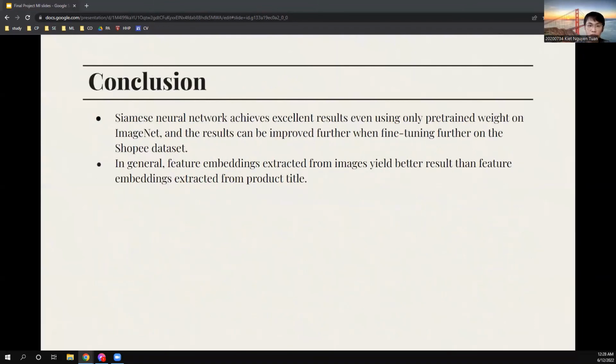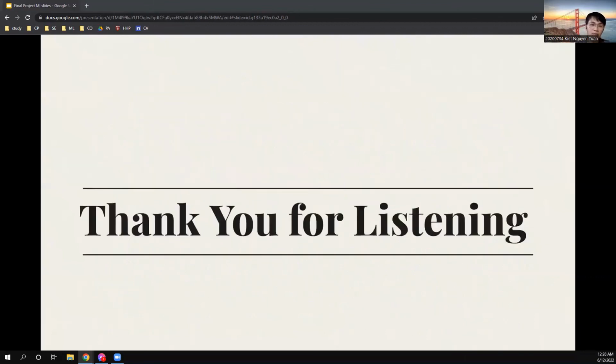In conclusion, the pre-trained Siamese neural network achieves excellent results and can be improved by fine-tuning, and feature embeddings from images yield better results than those from titles. That's the end of our presentation.